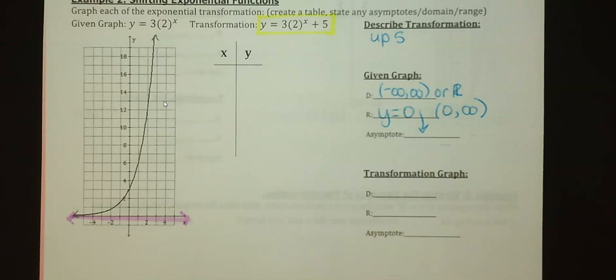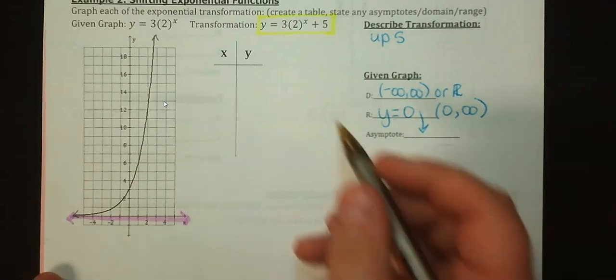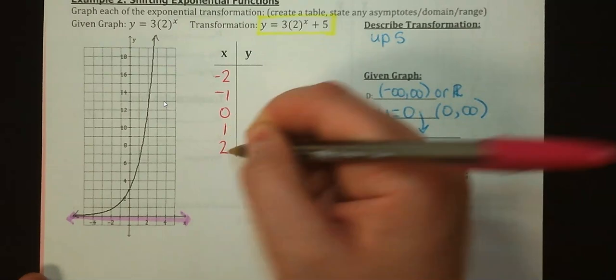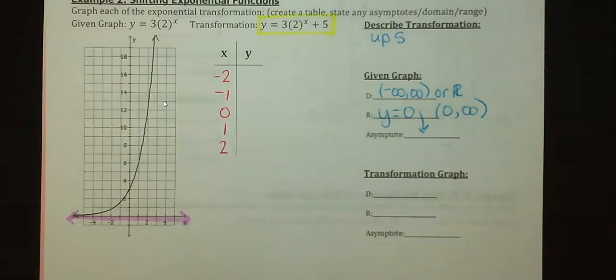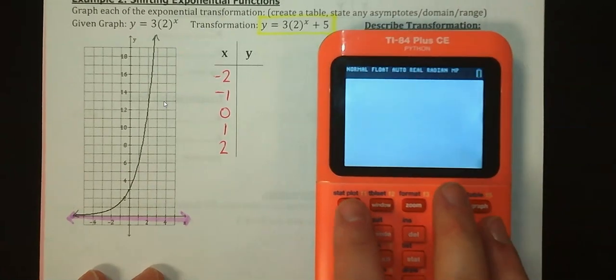Now, if we're going to shift the graph, if it's just up or down, I would do exactly what we were doing on Friday, where I would do a couple negative, a couple positive, and 0. If you want to physically plug those numbers into that equation and find each one individually, you could do that. Or if we want to use our resources a little bit, I would go to the y equals button on my calculator.